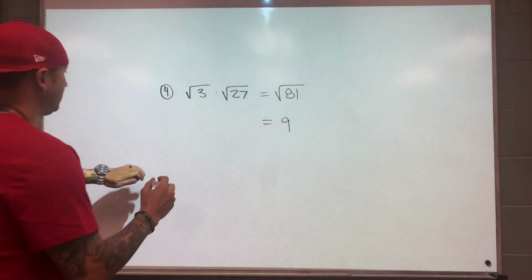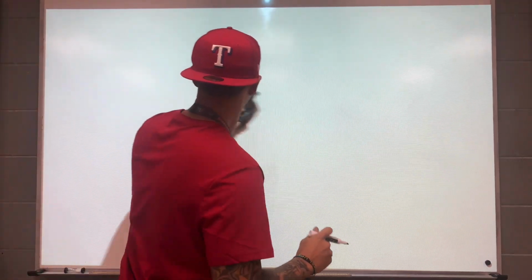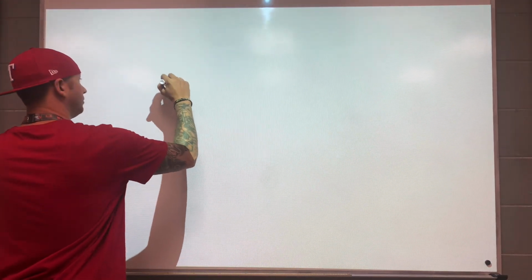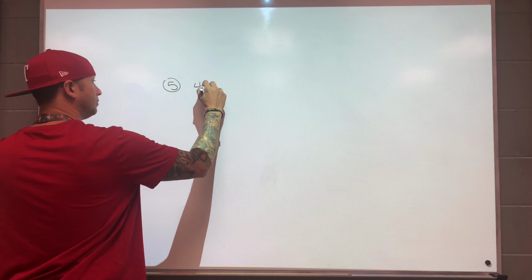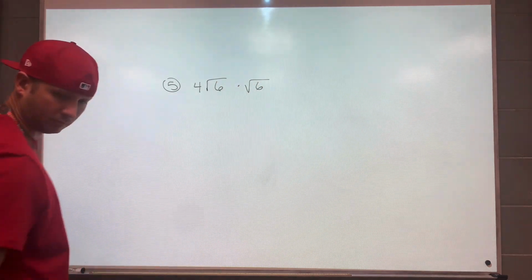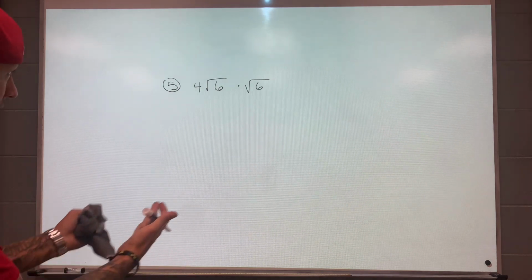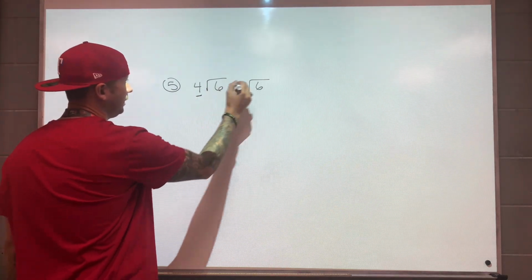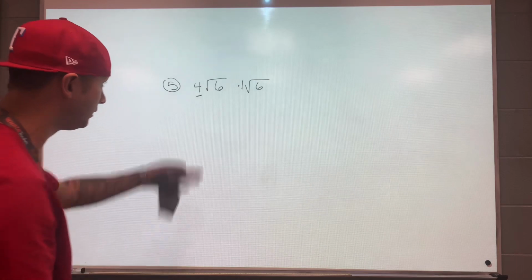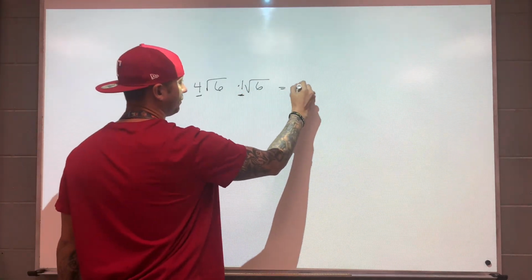4 root 6. Okay. We're multiplying, again, square roots. So the idea here is you multiply the outside part times the outside part. It's understood there's a 1 in front. So 4 times 1, 4.